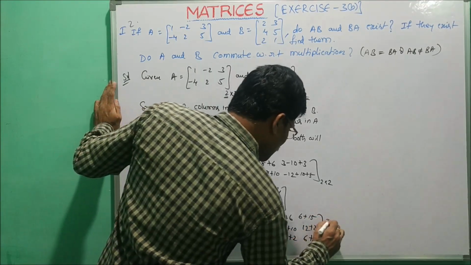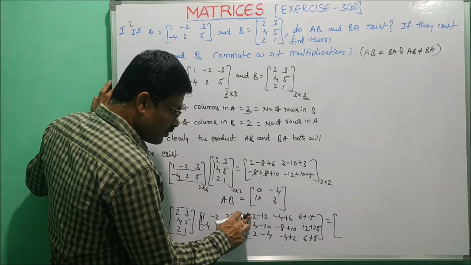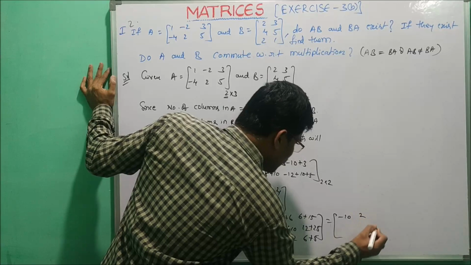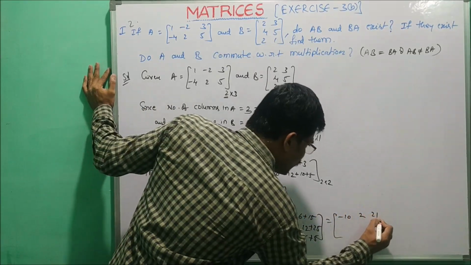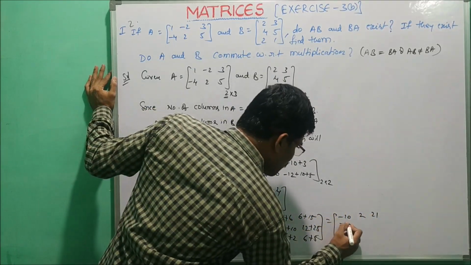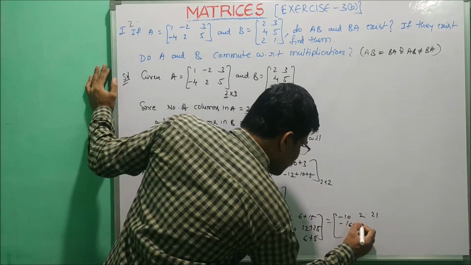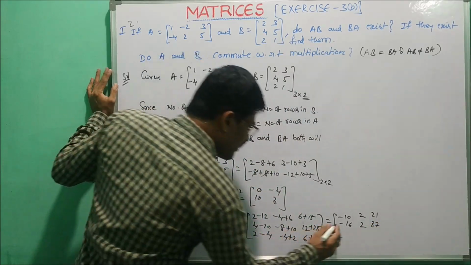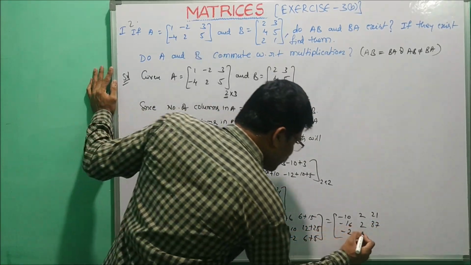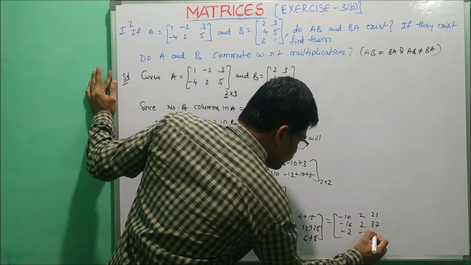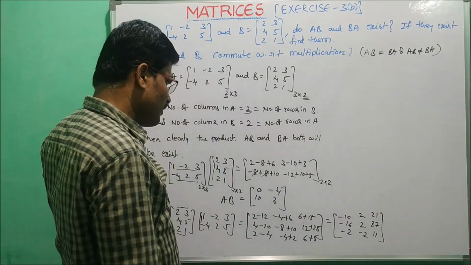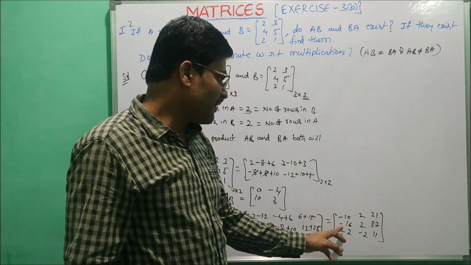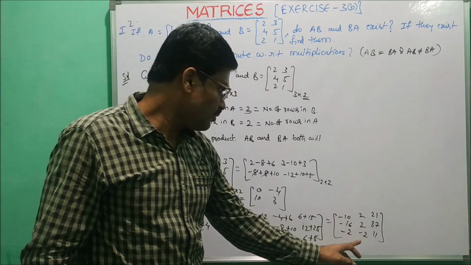Now it can be simplified. 2 minus 12, that is minus 10. Minus 4 plus 6, that is plus 2. 6 plus 15, that is 21. 4 minus 20, minus 16. Minus 8 plus 10, plus 2. 12 plus 25, 37. Third row, 2 minus 4, minus 2. Minus 4 plus 2, minus 2. 6 plus 5, 11. Clearly the matrix BA is minus 10, 2, 21, minus 16, 2, 37, minus 2, minus 2, 11.